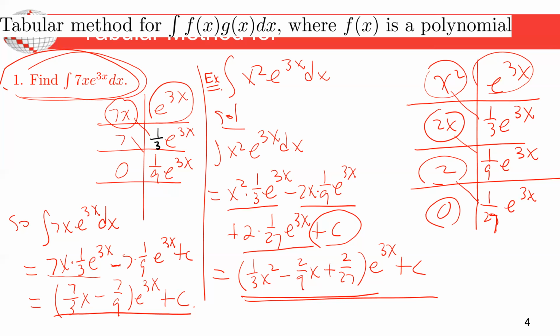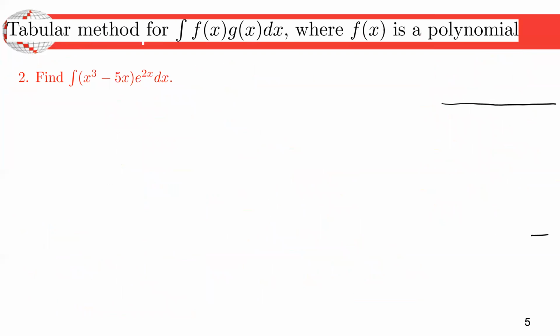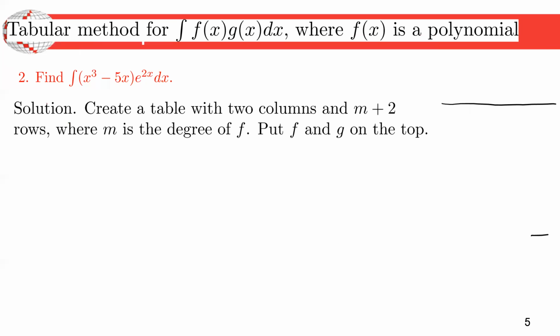Let's finish with one more example, which is a little bit more involved. The first factor is a cubic function, but the method is really the same. So we're going to start by first looking at this table. The table has 2 columns, right? And how many rows do we need?